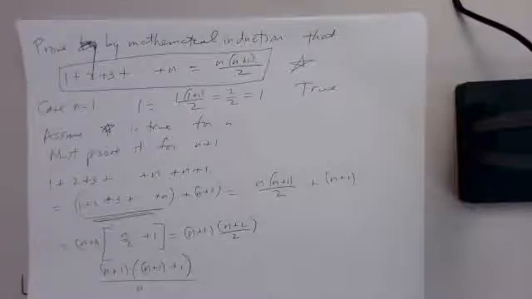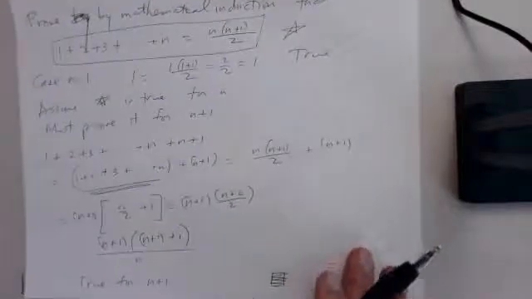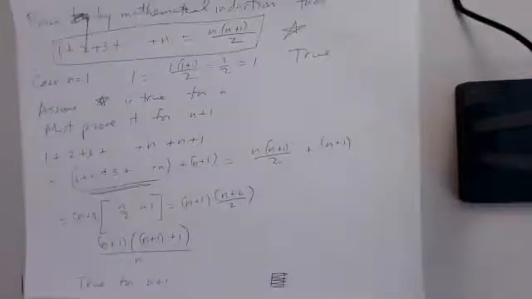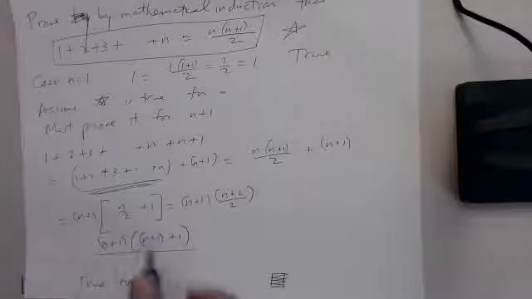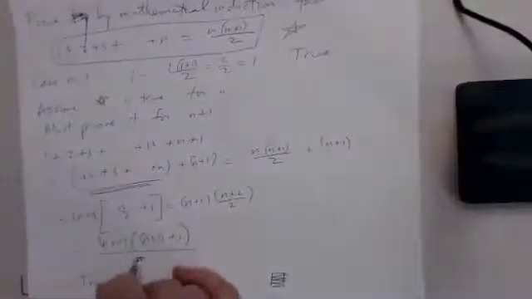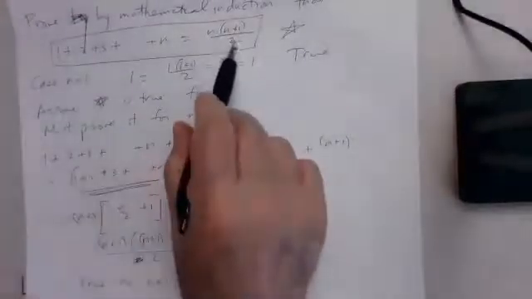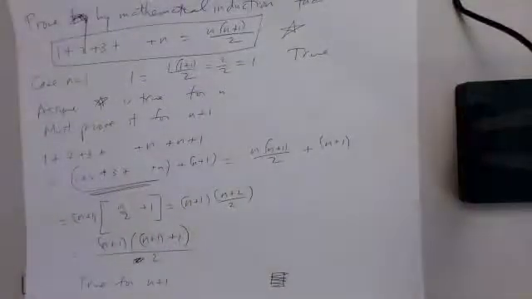Professor, can you move the page up? We cannot see the bottom, the last line. Oh, thank you. It says that we win and it's true for n plus 1. I have a question. How do we get the n on the denominator? Shouldn't it be 2 on the denominator? Oh, that was just a mistake. That's 2. Thank you. So 2 is the denominator.